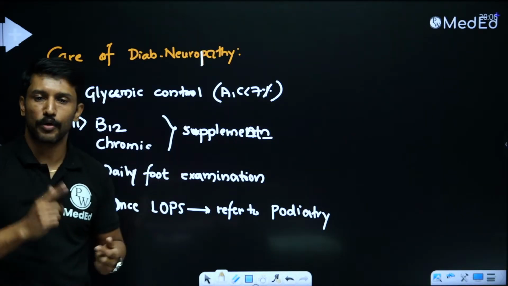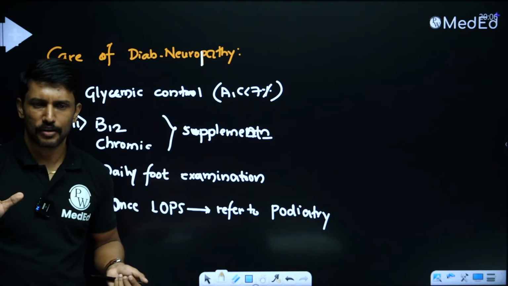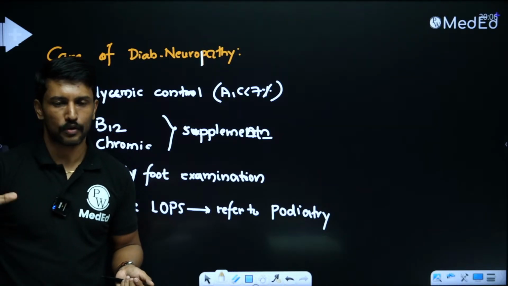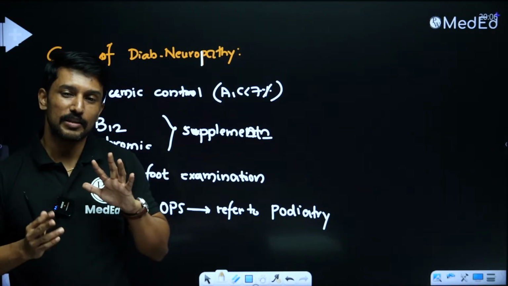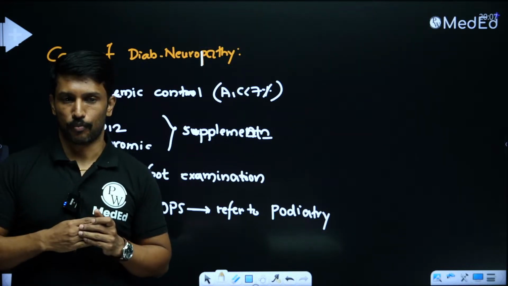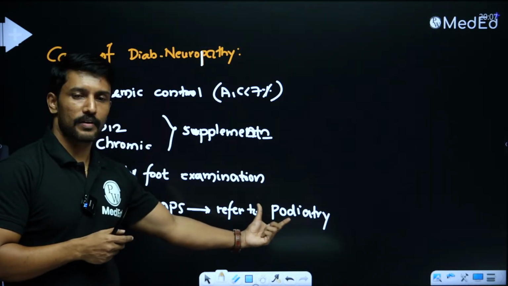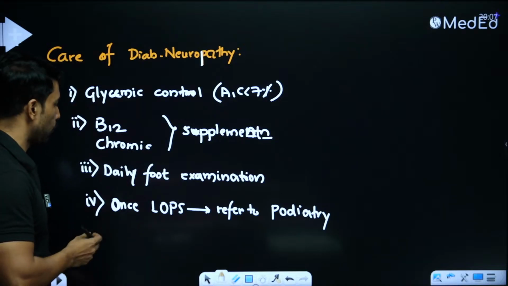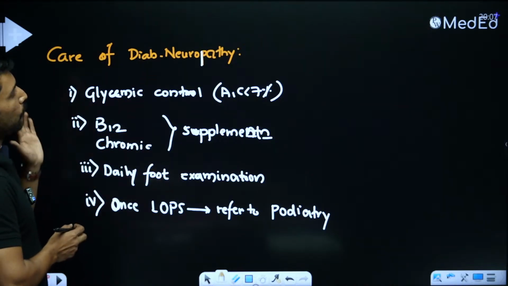So once they've lost the protective sensations, they may get injured and then they may get cascaded quickly towards amputation. So they now need specially designed footwear which protects them from the injuries and the pressure points. So for that, we have to refer them to a podiatrist. So this is the care of diabetic neuropathy.